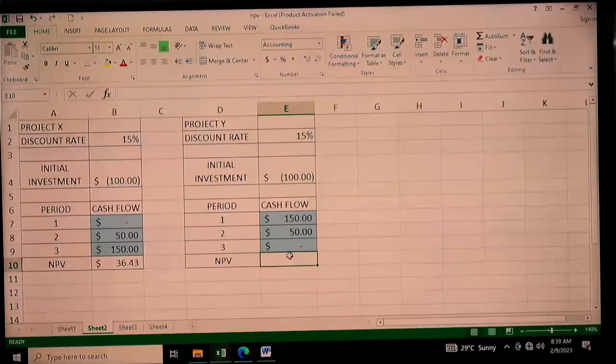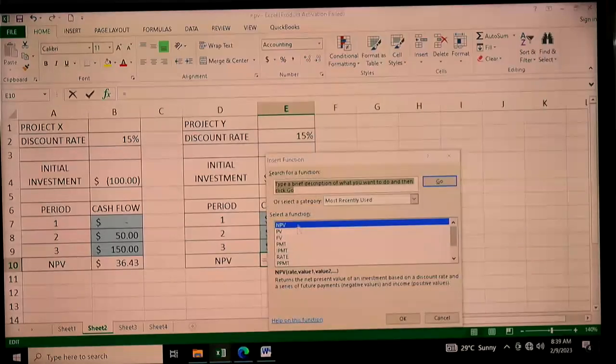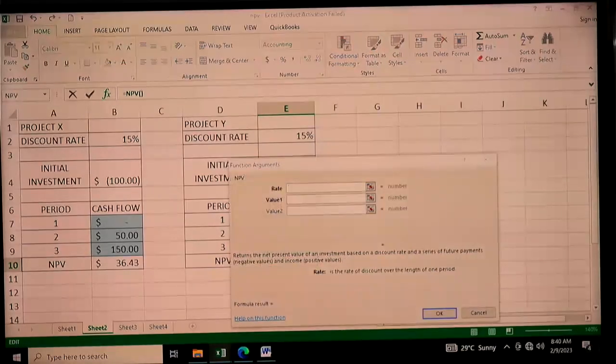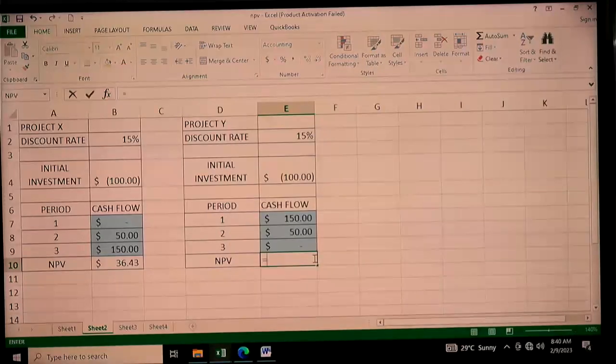For the second project, we are going to insert the same function NPV, or you can type it directly, equal to NPV. Double click the function down here. Then you select the rate, put a comma, then the series of the cash flow is here. You close the bracket. Then we subtract the initial investment. What do you notice?